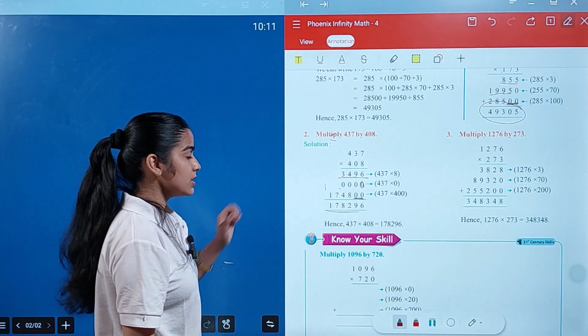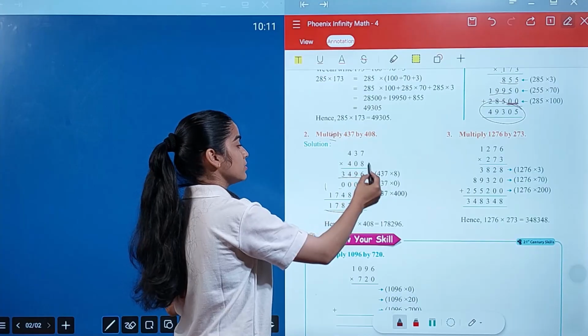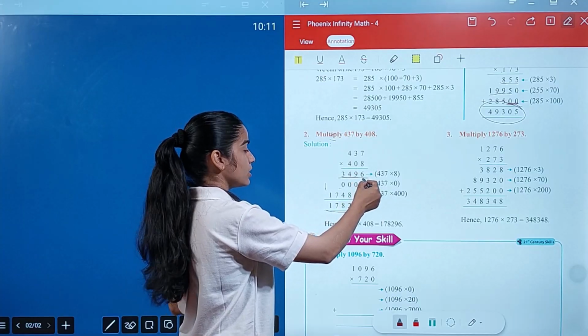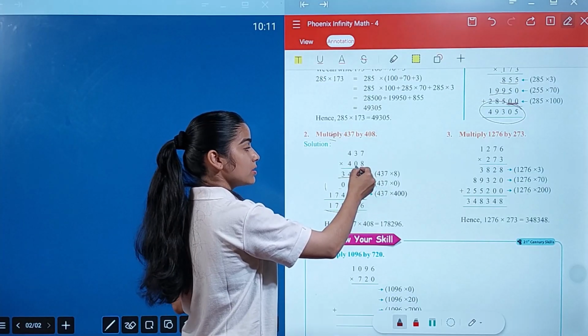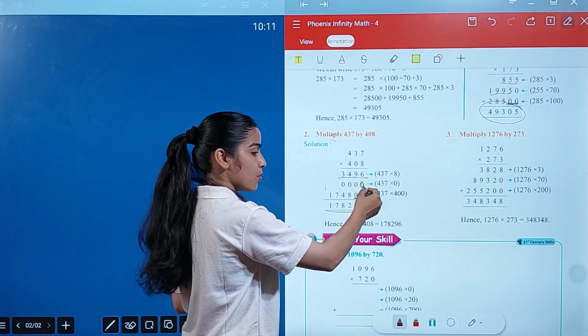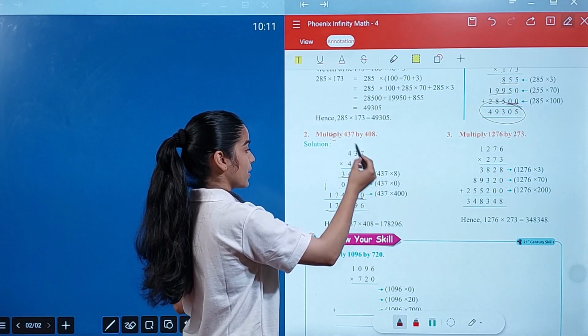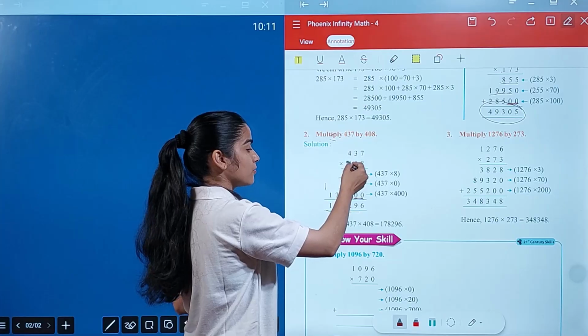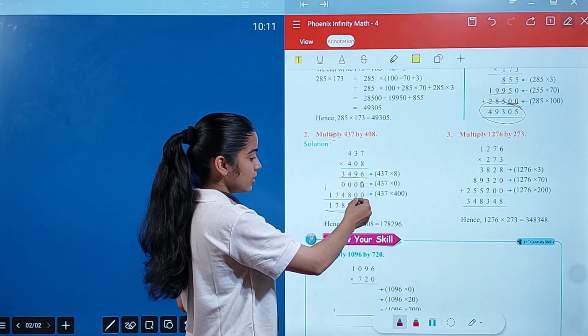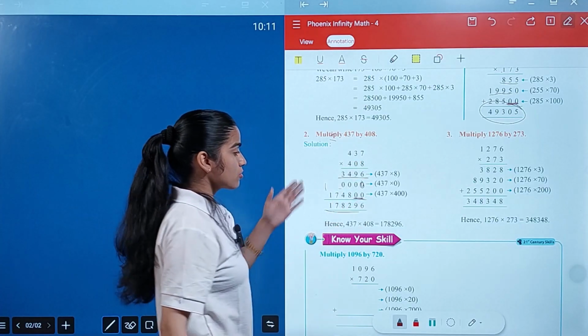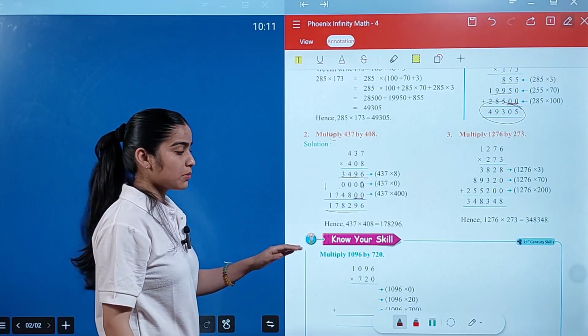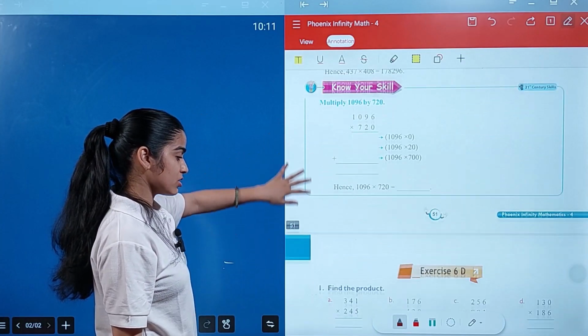1,78,296. Always keep in mind, this is your first number, so we don't have to put any zero. This is your second number, so you have to put a 0 before your answer. This is your third number, so you have to put two zeros before writing your product. So in this way, you have to multiply a three-digit number with a three-digit number.